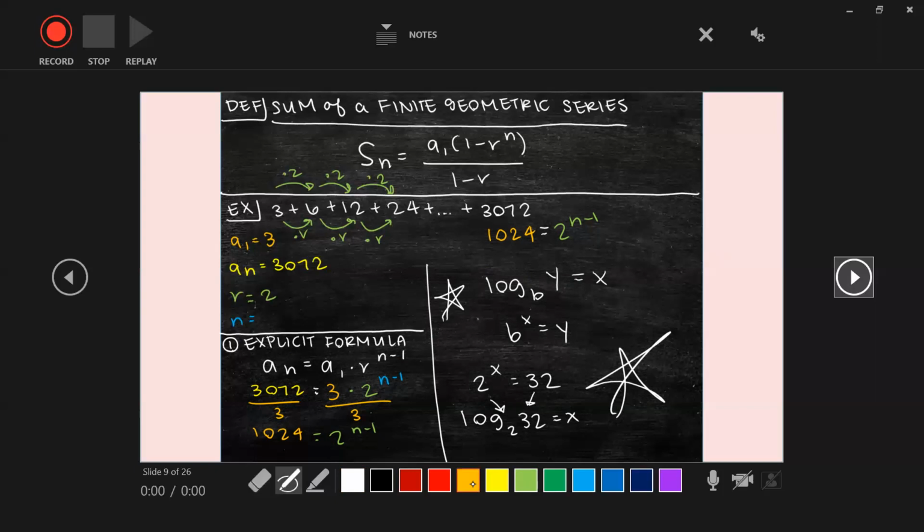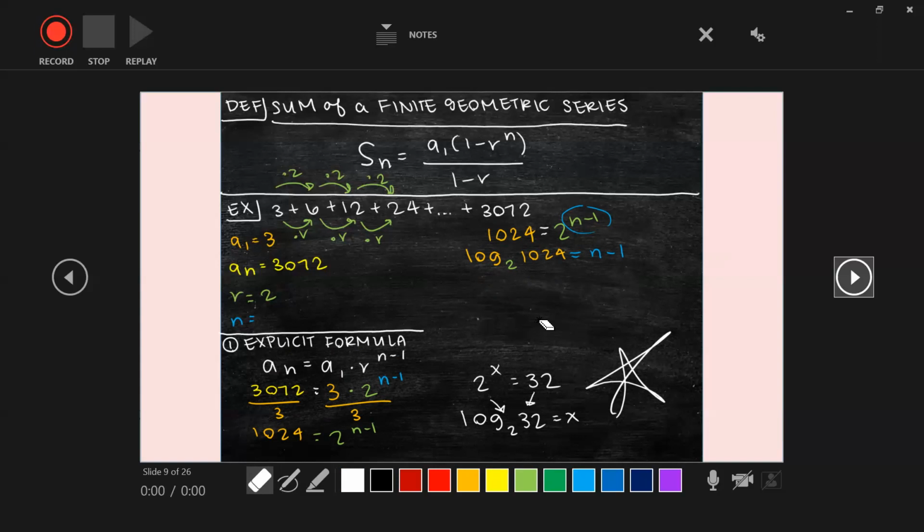So given that, if I'm going to put this into logarithmic form, I'm going to have log base what? Log base 2. Very good. Of what? 1024, the thing that's on the other side of the equal sign, is equal to what? It's going to be all of this, whatever is your exponent, so it's going to be n minus 1. So that is log base 2 of 1024 is equal to n minus 1. So it would be 10.